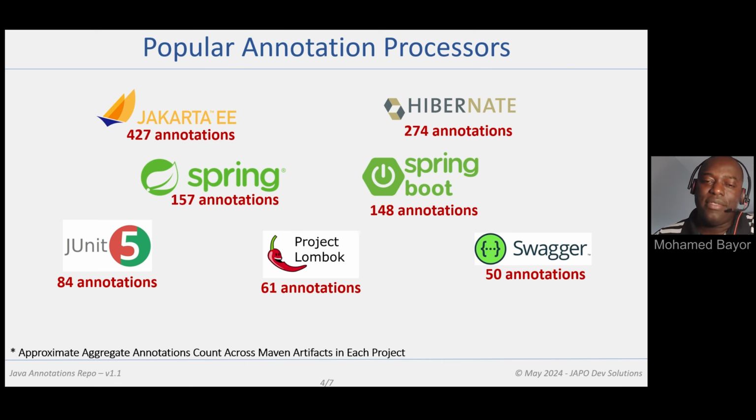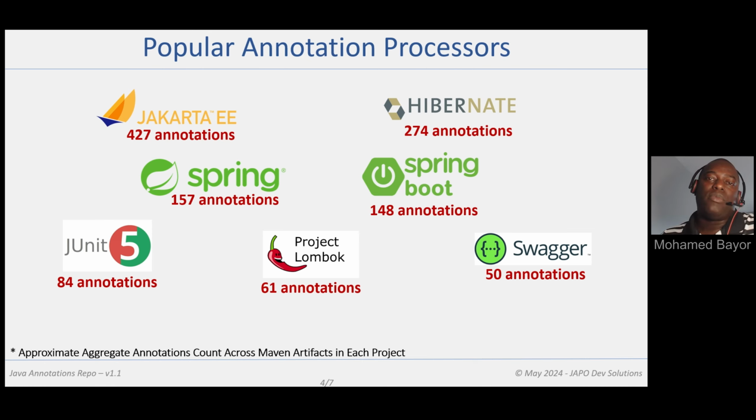Jakarta Enterprise Edition, formerly known as Java Enterprise Edition, one of the competitors to Spring Framework, followed a similar path. Hibernate, one of the oldest Java libraries, also made this transition. And today, newer libraries such as Lombok or many others will only favor the use of annotations over XML or anything else.